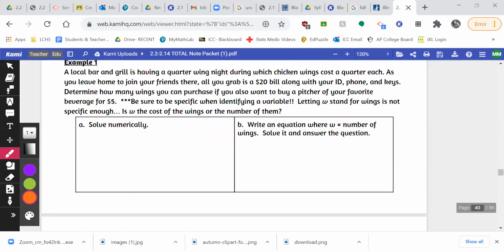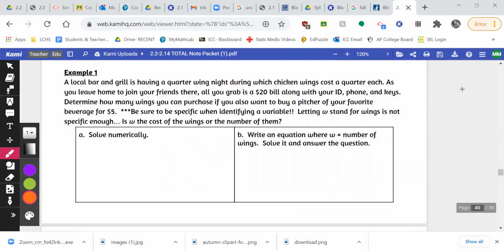Example 1 says, a local bar and grill is having a quarter wing night during which chicken wings cost a quarter each. As you leave home to join your friends there, all you grab is a $20 bill along with your ID, phone, and keys. We better add mask.